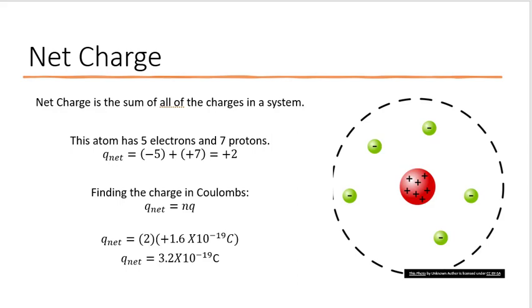If we want to find the net charge in coulombs, we take that number and multiply it by the charge on a proton. Since it's positive, we use the charge on a proton, and we end up with 3.2 times 10 to the -19 coulombs. So depending on what you're using it for, you may talk about it in whole numbers, or you may talk about it in coulombs.